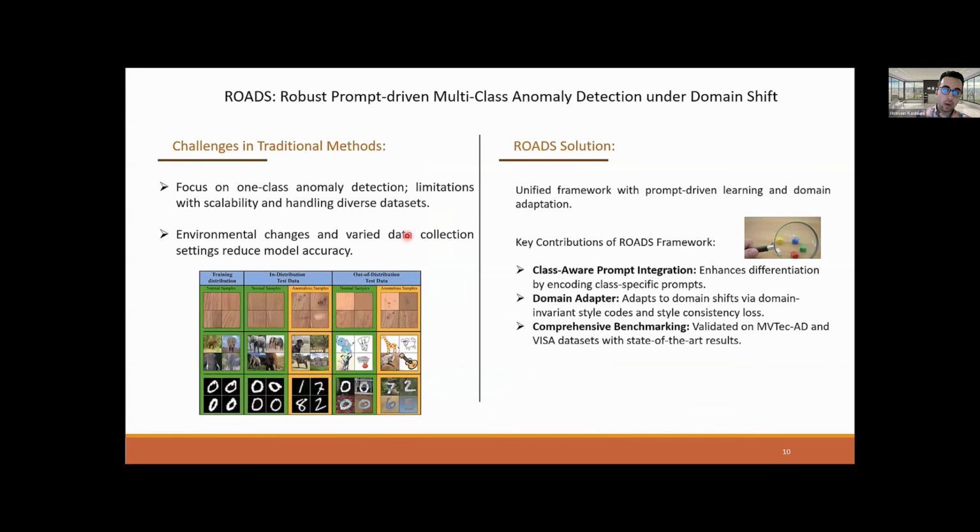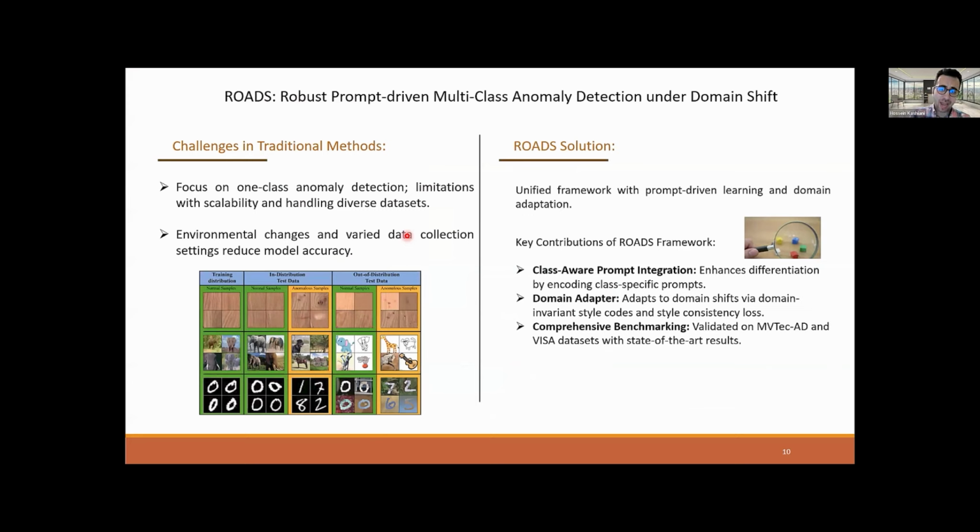We want to have one all-in-one anomaly detector that works for different classes, and we do not need to save different weights for the different classes and different objects and do anomaly detection for each of them one at a time. We want one all-in-one anomaly detector.